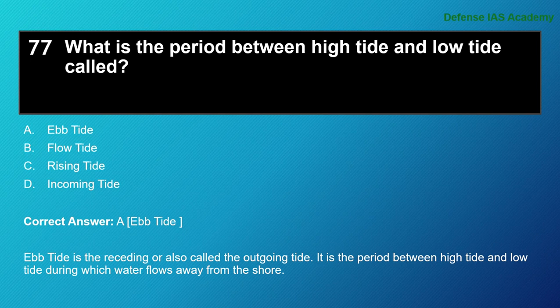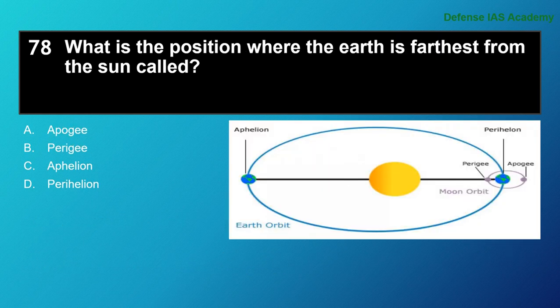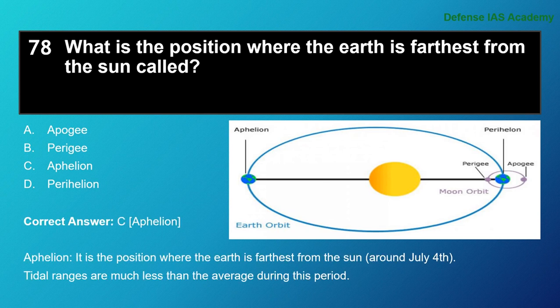Next question. What is the period between high tide and low tide called? The answer is option A, ebb tide. It is a receding or outgoing tide. It is the period between the high tide and the low tide, during which the water flows away from the shore.